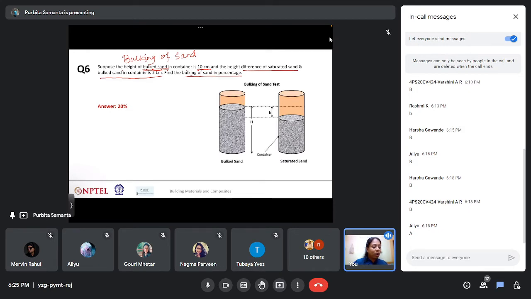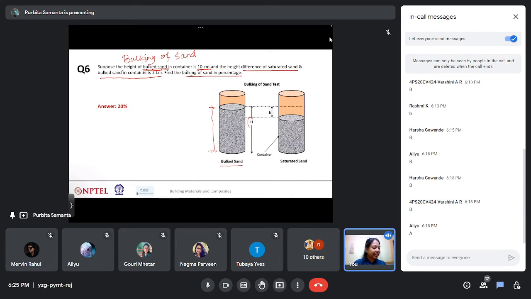Okay, so how are we getting it? The answer is 20%, but how are we getting it? Basically, this describes the process of how you can check the percentage of bulking of sand. Here it shows two containers, one containing the bulk sand. The bulk sand has a particular height, which is demarcated as H.